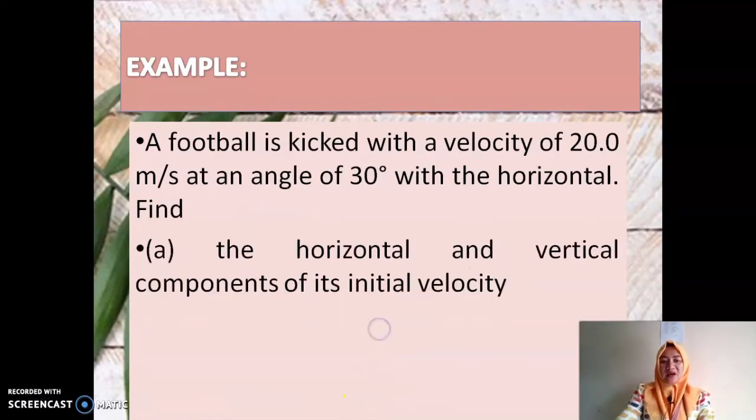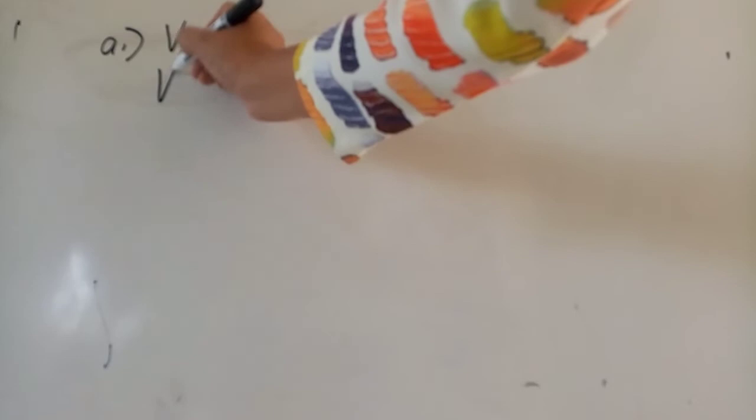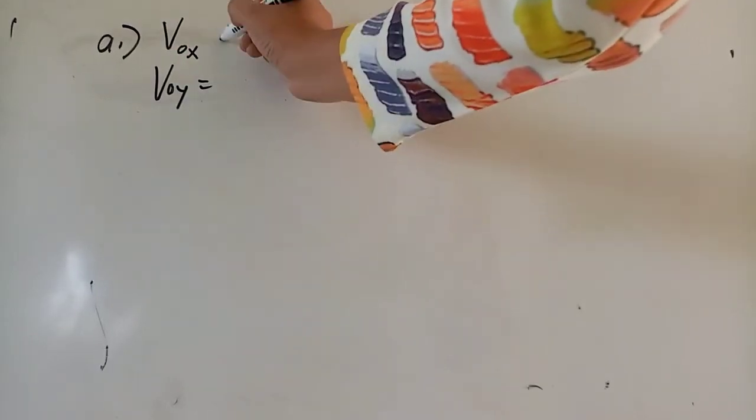So let's start with letter A. Let's find the horizontal and vertical components of its initial velocity. Final velocity is equal to the square root of the final velocity in x squared plus the final velocity in y squared at an angle of... Okay, letter A, we are asked to get our initial velocity in the horizontal and our initial velocity in y.